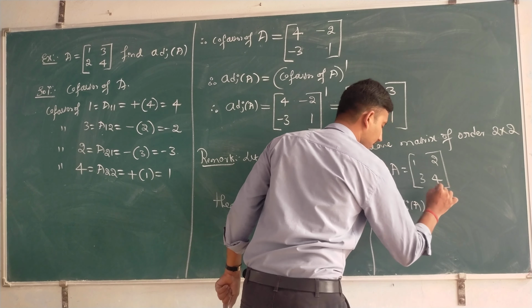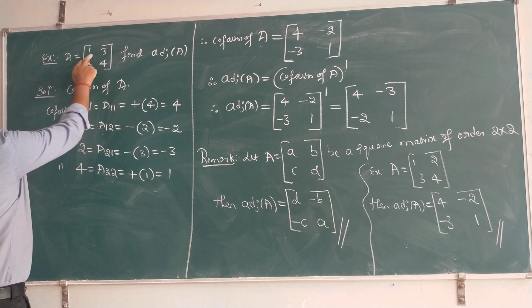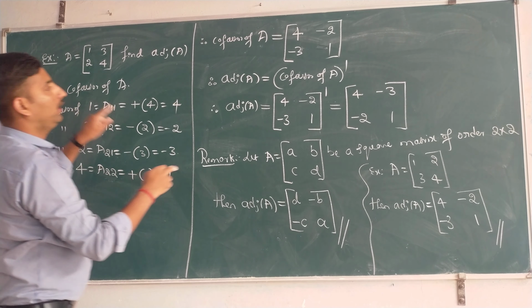4 minus 3, cofactor of A. 4 minus 3. Replace the diagonal element. 1, 2, 3, 4. Here 1, 3, 2, 4. Here there will be 1, 2, 3, 4. It becomes like that. Here also, just observe 1, 3, 2, 4.